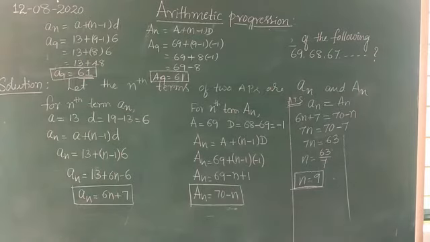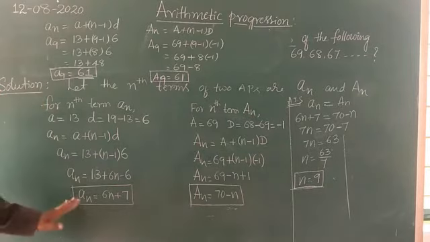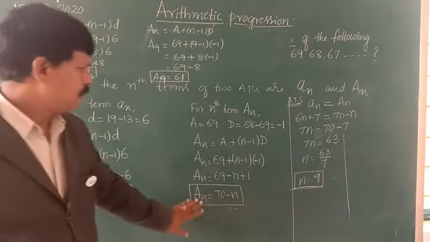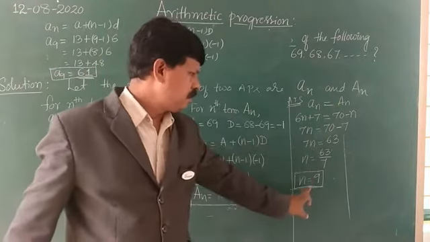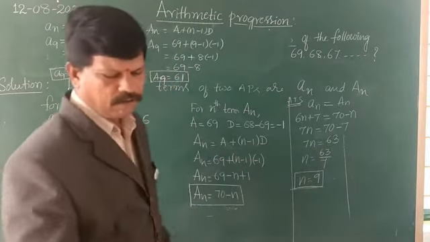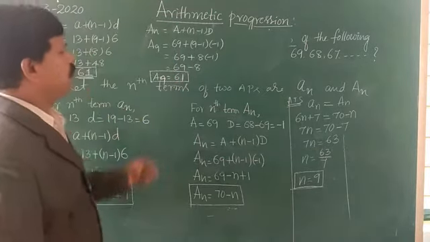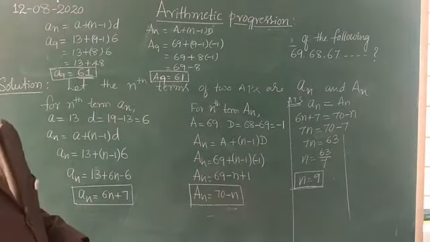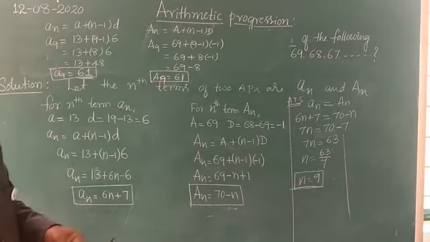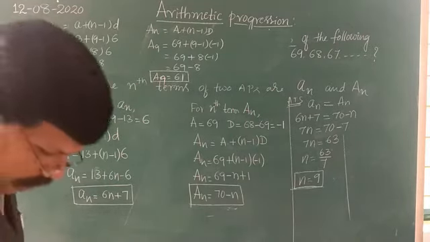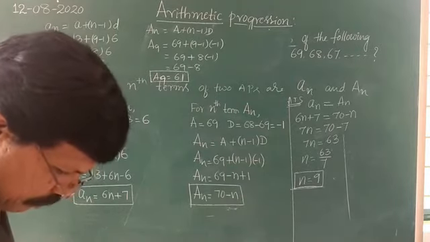Clear? So this is the way to solve the problem. Understood? First, find out the nth term of the first AP, then the nth term of the second AP. Equate both the nth terms, and you will get n. So, for what value of n? n is equal to 9. Both the APs' nth terms are the same. The ninth terms of both are 61 and 61. Clear?